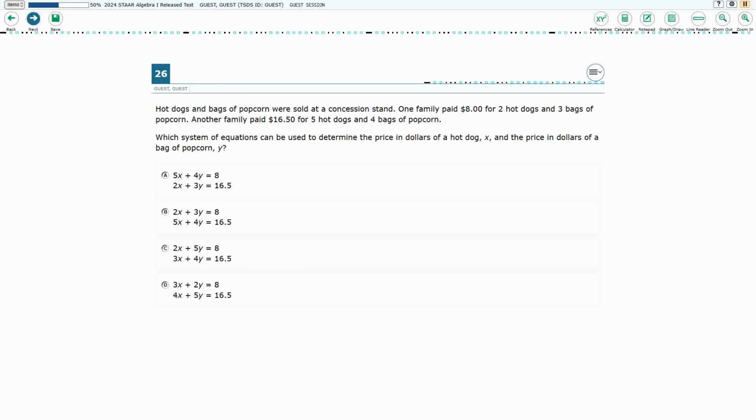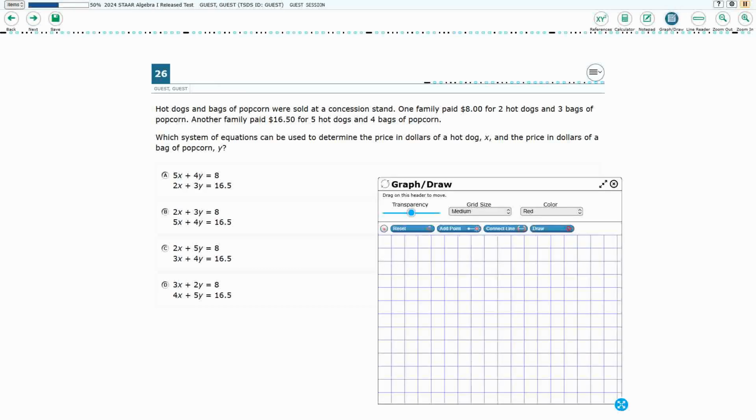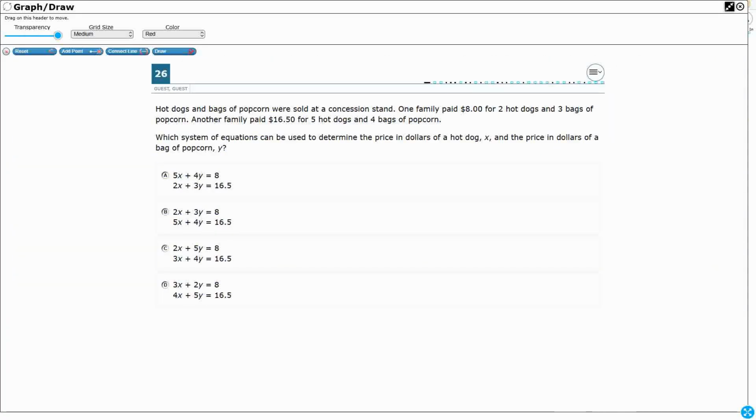Next, we're looking at number 26, writing systems of equations. This is A.2i. We've got some verbal descriptions here, and we need to turn them into a set of equations. We've got hot dogs and bags of popcorn, and they label things for us. Price in dollars of a hot dog is X.